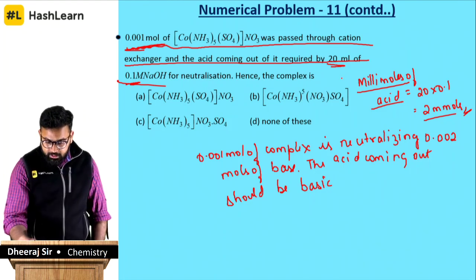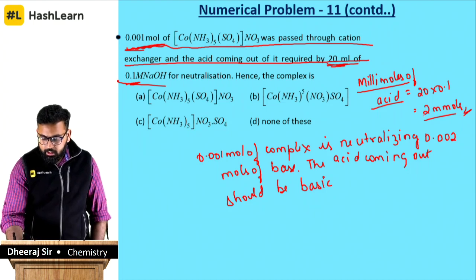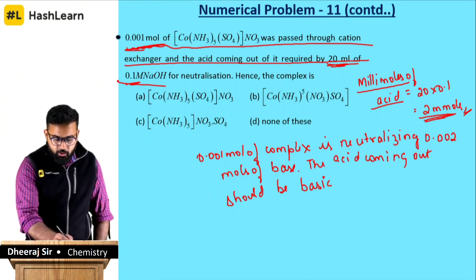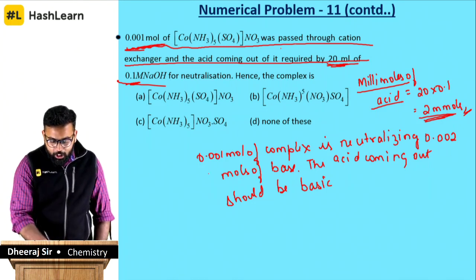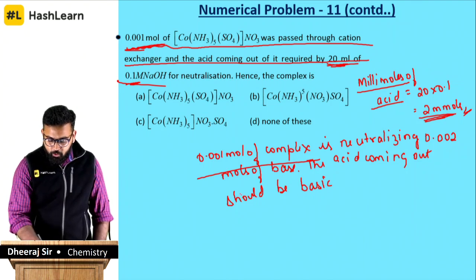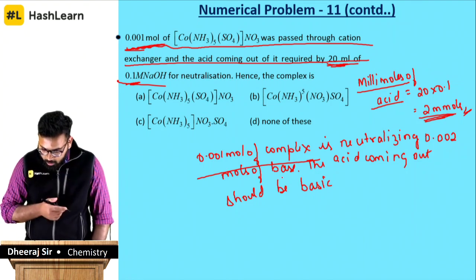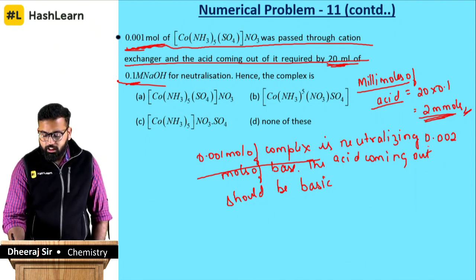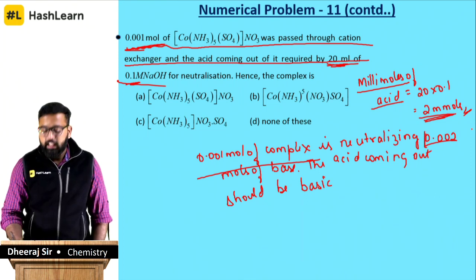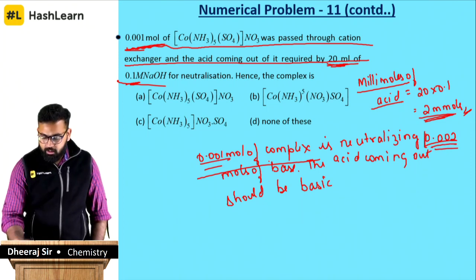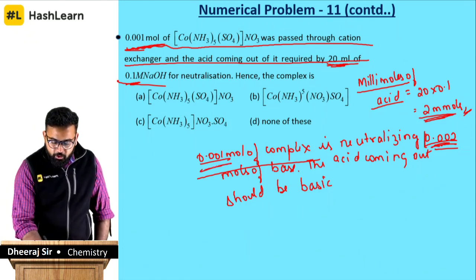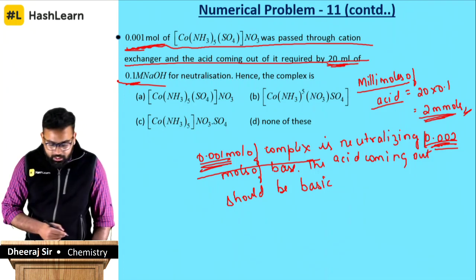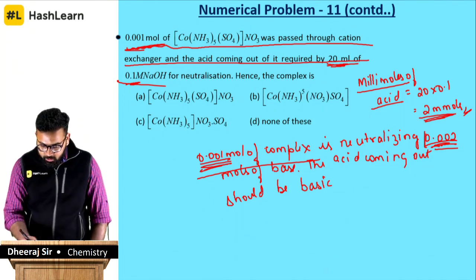So this is the answer, guys. 20 ml of 0.1 molar NaOH needs 2 millimoles of the acid, which means that 0.001 mole of the complex is neutralizing 0.002 moles of the base, which means the acid coming out should be basic, because 0.001 cannot neutralize 0.002. If it is neutralizing, it means this as well as this is same. What is this? A base. Therefore, if it is neutralizing this, this also has to be basic in nature. Hence, the right answer in this case would be option B.